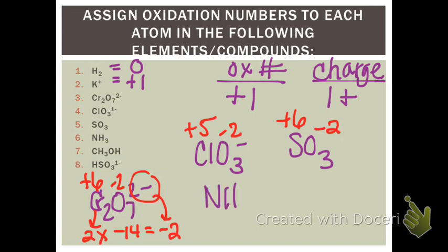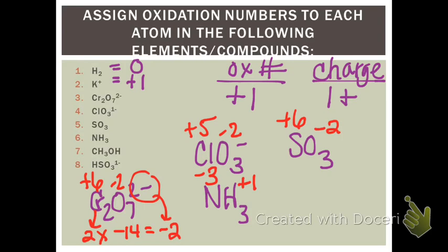Now, NH3. Remember, the rule is H is always +1 unless it's bonded to a metal. Now, in this case, N is a nonmetal. That means that the H is still +1. There are 3 of them, so the N must be -3 to total to 0.